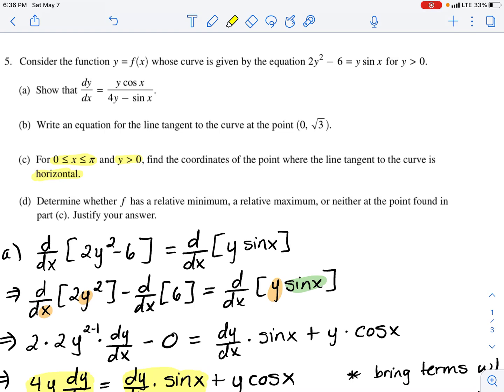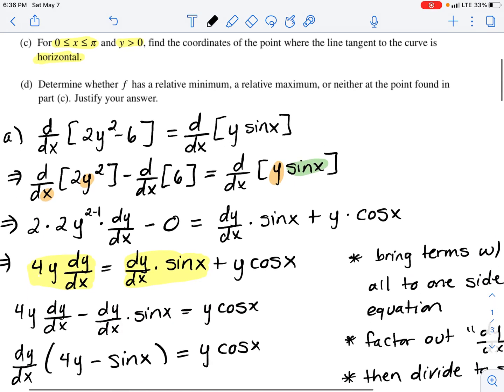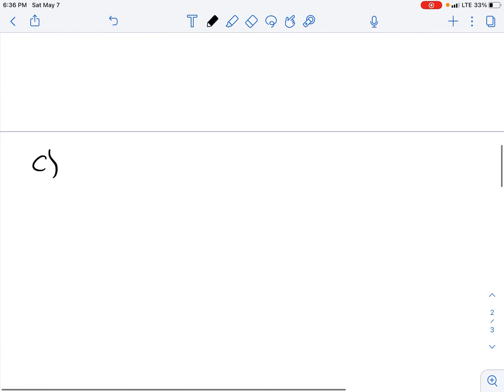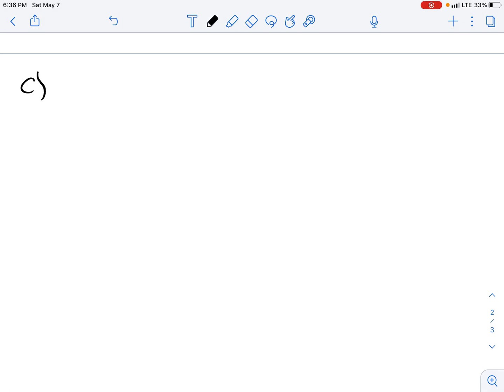Well, using calculus, the slope of the tangent line at that point is the derivative at that point. So if I find when the derivative is 0, then I'm going to find when the slope of the tangent line is 0. Okay, so what I'm going to do is take my derivative, right? This is my derivative, and I'm just going to set it equal to 0, to find the coordinates for the point where the line tangent is horizontal. Okay, so that's my first step.